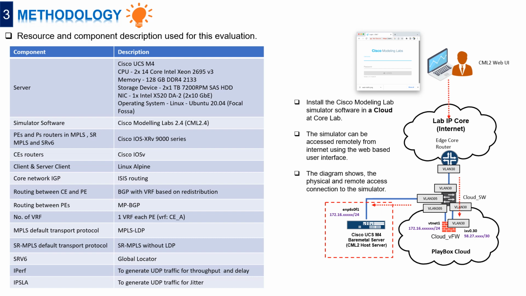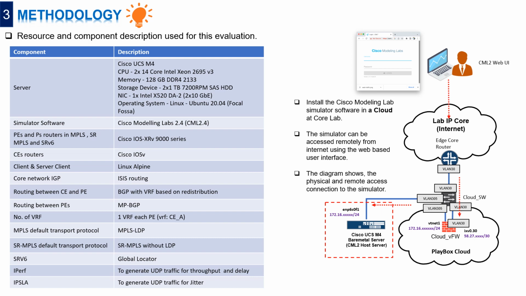I installed one server, which is a Cisco UCS M4. I loaned it from my TM lab, and I put the connection in the VPN cloud. So the simulator can be accessed remotely from any site via web base. In this setup I use the software Cisco Modeling Labs 2.4, which with the license allows only 20 devices to be used.